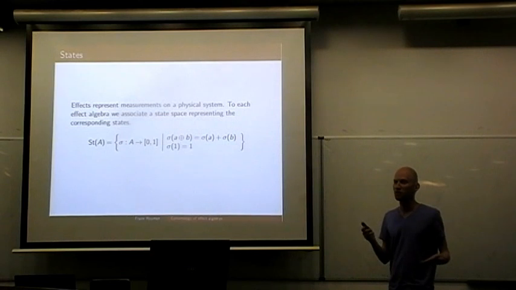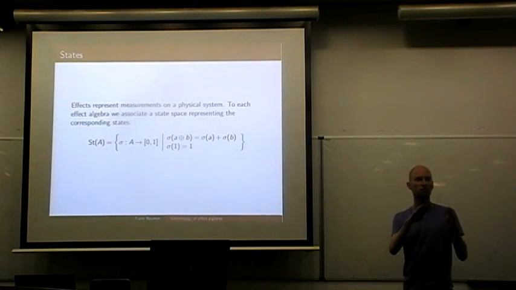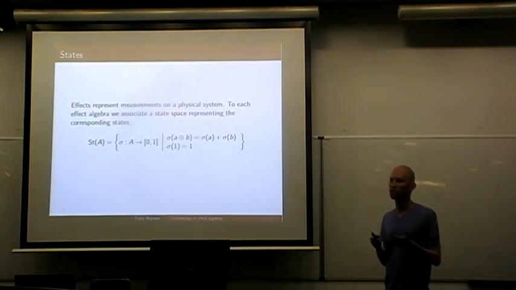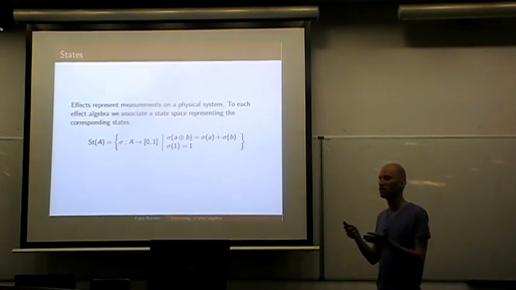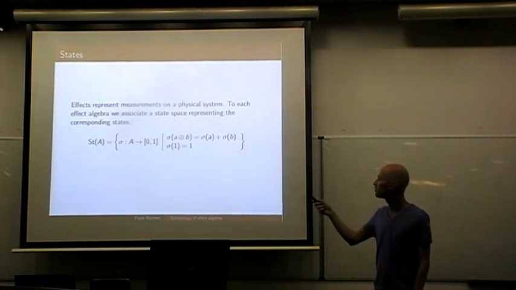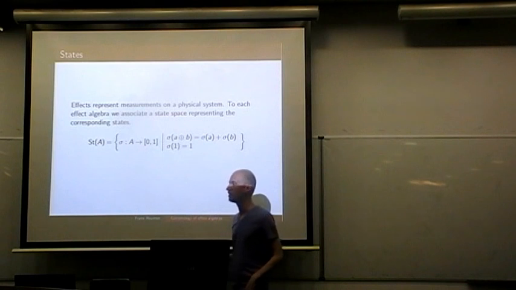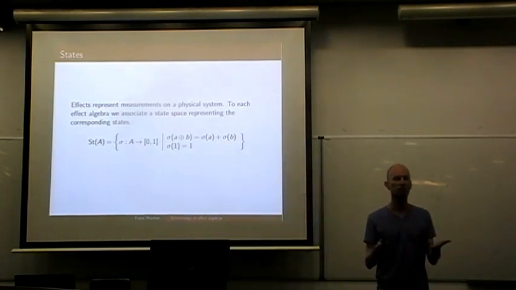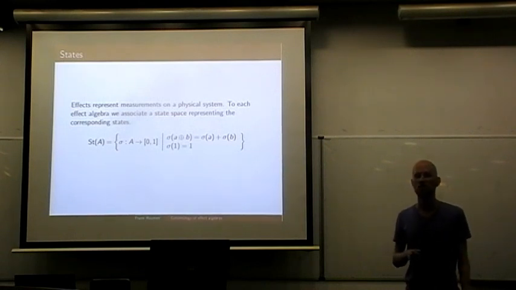So if we have measurements, then we usually also want to have a model of states on a quantum system, because those are two of the basic building blocks of quantum mechanics. We have states and observables, or measurements. And we've modeled measurements as effect algebras, and in the same way we can associate a state space to each effect algebra that models the right notion of states. So the state space consists of effect algebra morphisms from our effect algebra into the unit interval, so the set of probabilities. So you could say that it's a kind of generalized probability distribution, because it assigns a probability to each measurement in a consistent way.